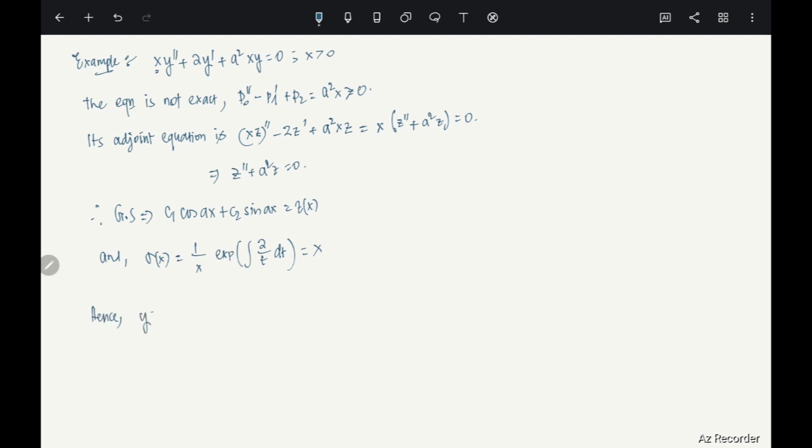So what is the solution of our original problem y of x? It is nothing but z of x by sigma x. I hope this is correct. Okay, fine. It is c1 times cosine ax by x plus c2 times sine ax by x. Is this okay? This is how you solve the problem.